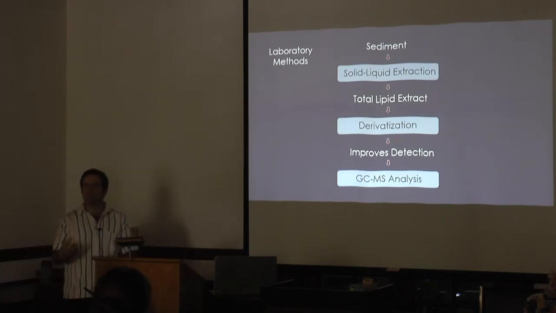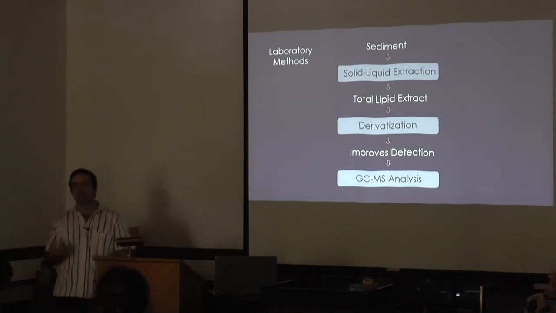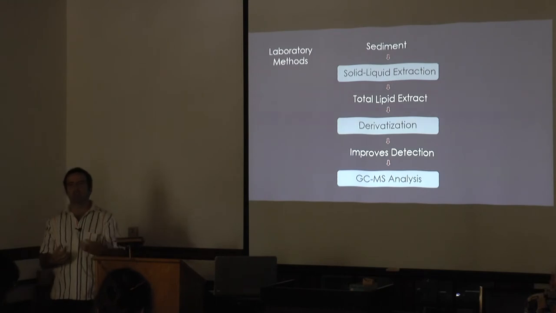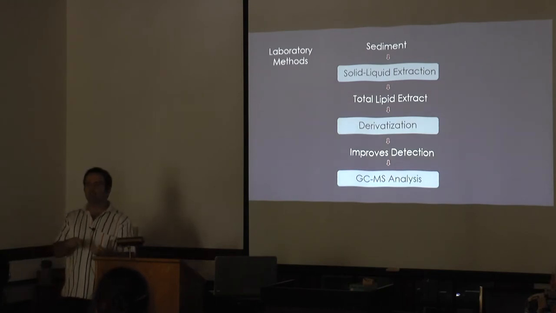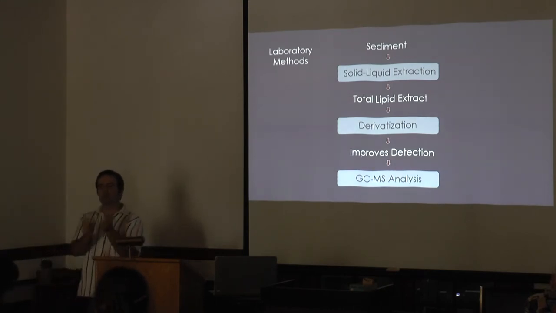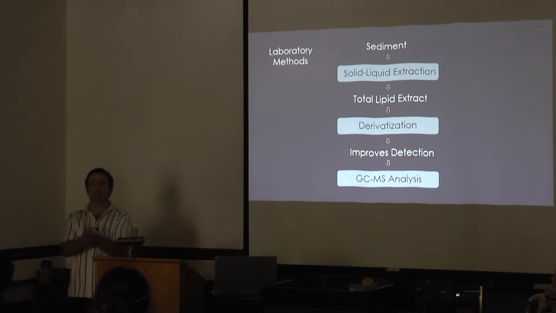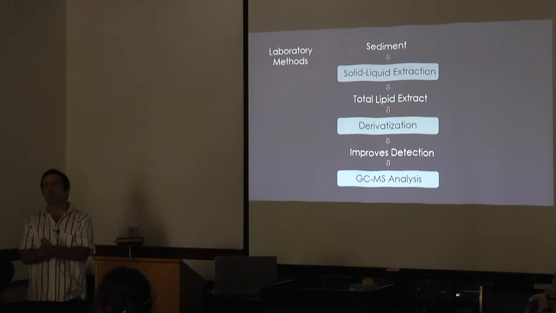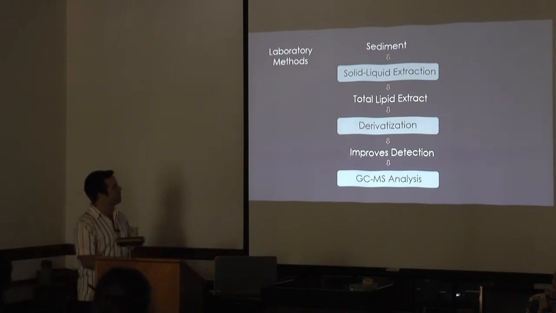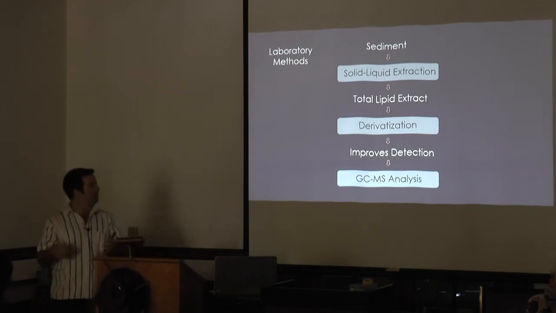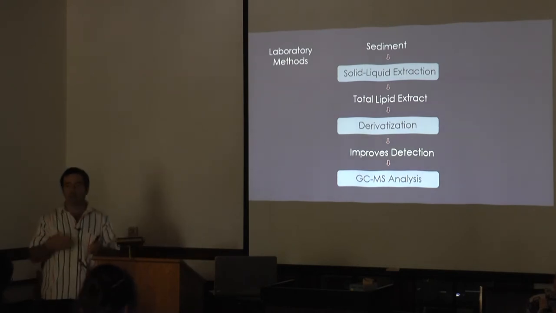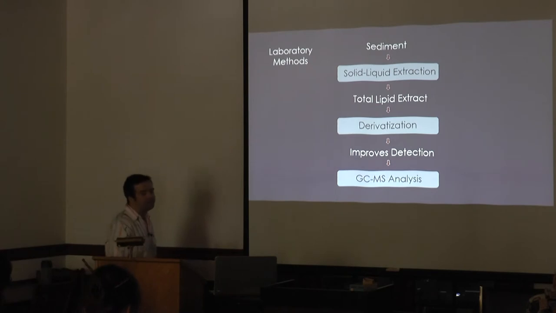Then we derivatize the solution, and we do that in order to make basically what's a controlled chemical reaction that artificially makes coprostanol and epicoprostanol slightly different from each other. Because they are almost exactly the identical molecule in terms of their structure, it's very difficult for a GCMS to distinguish between them. So that's why we have this derivatization step to improve our detection through gas chromatography mass spectrometry. And that is what gives us our data.